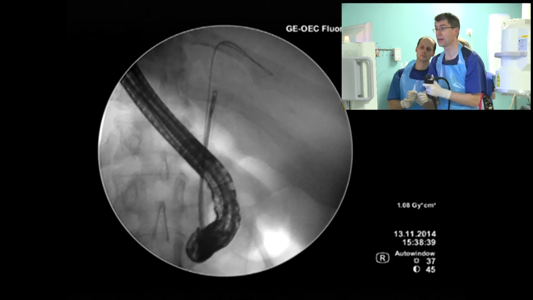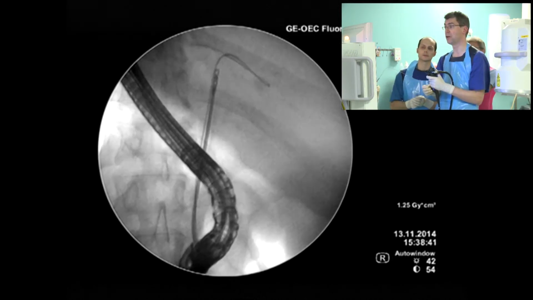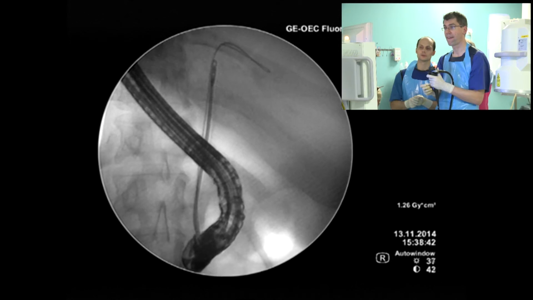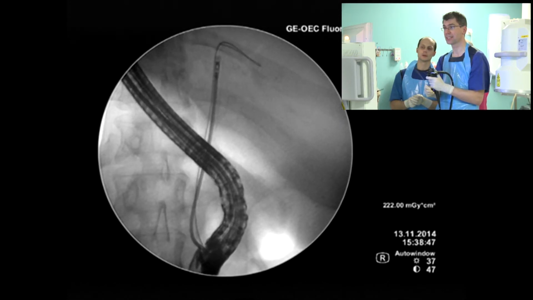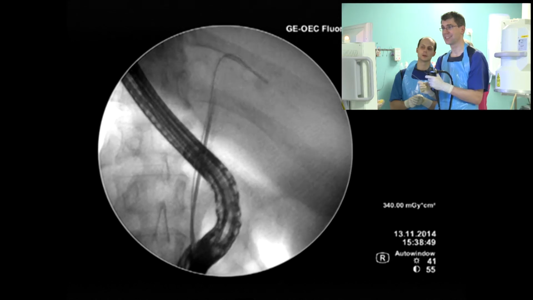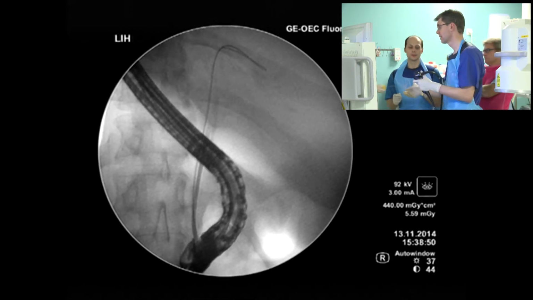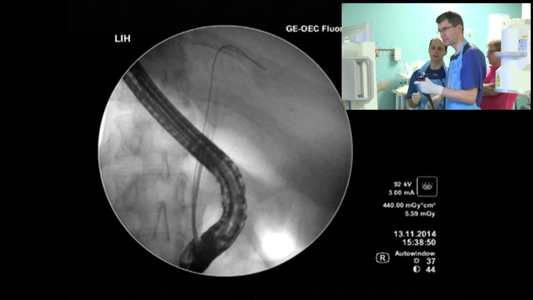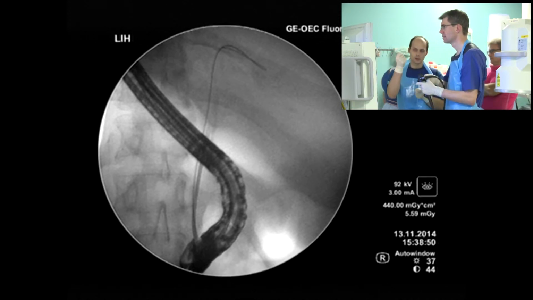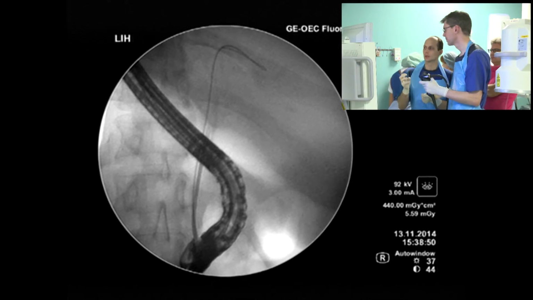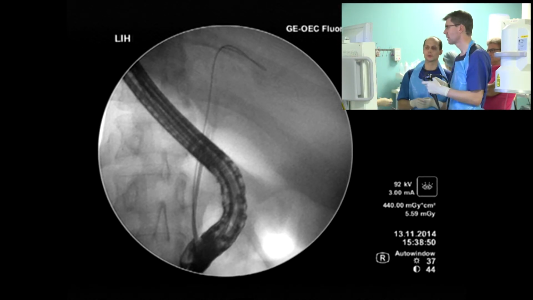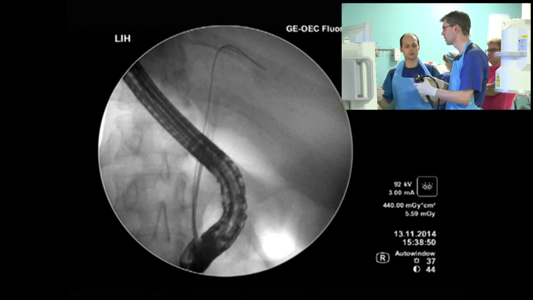So now we are up. Okay, yes. Good. Open, please. It's open. Yeah. And close. And, yeah, excellent. That's one. As you can see on X-rays, the forceps are closed. They pull the tissue. It means that we took a nice piece for biopsy. What is your next plan?